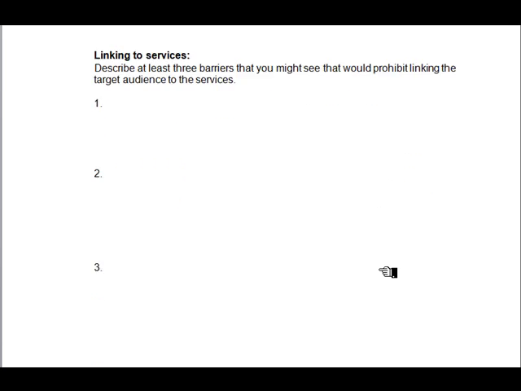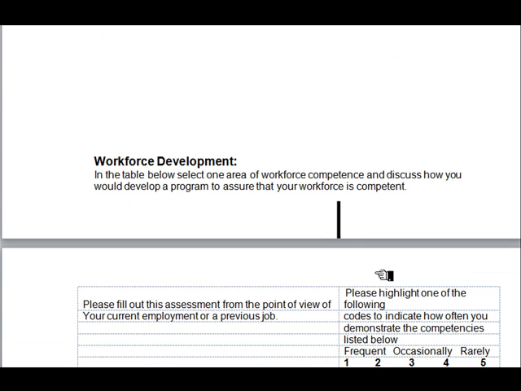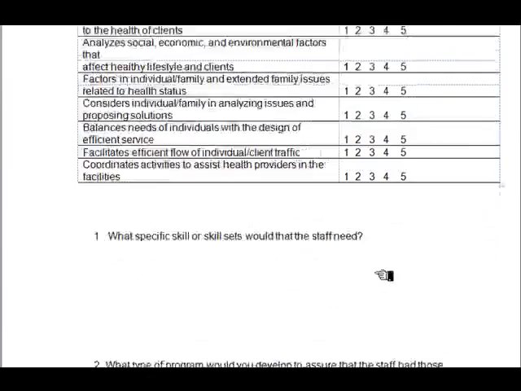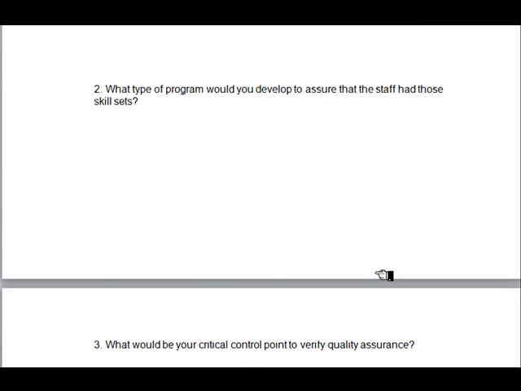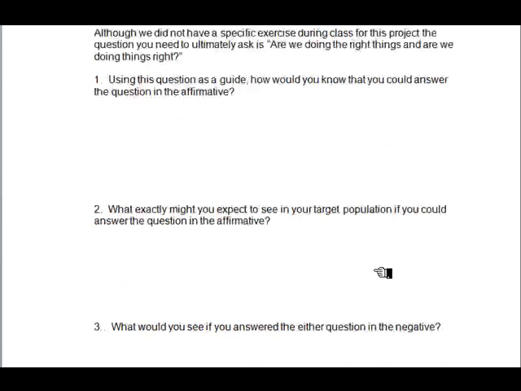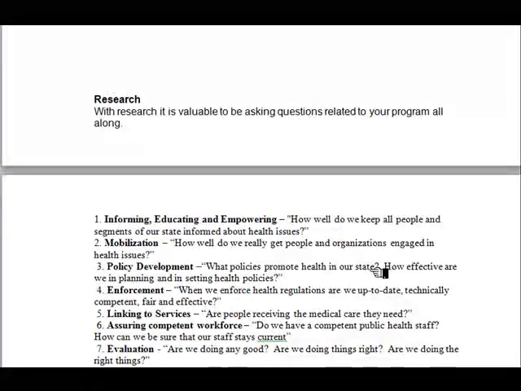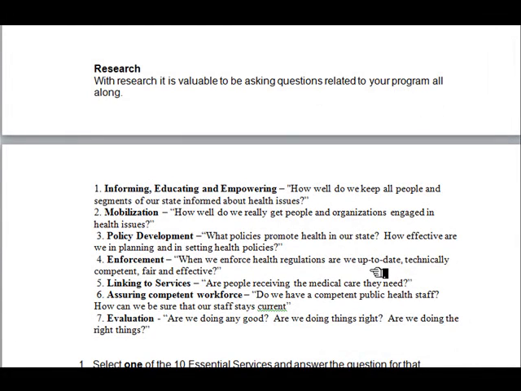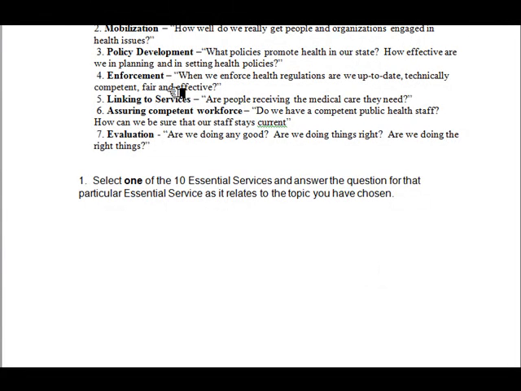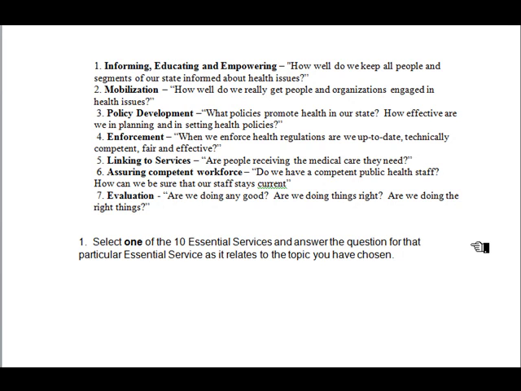Linking people to services, look at the barriers, workforce development, a little mini gap analysis in terms of the topic you're looking at, and then finally evaluation. How would you make sure you're doing the right things? Research, select one of these 7 topics here and tell me how it relates to your topic in terms of linking people. Are people receiving the medical care they need in terms of this one of the topics? I'm not asking you to do all 7, just select one of them.